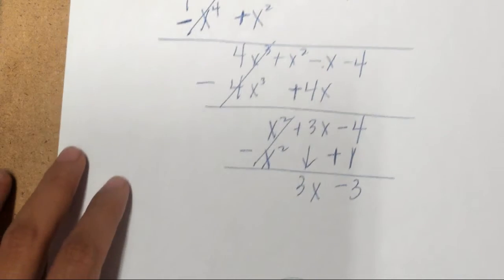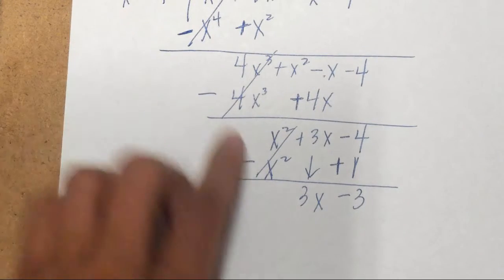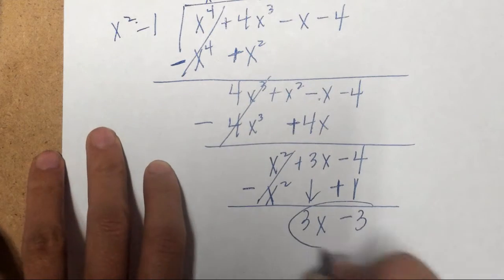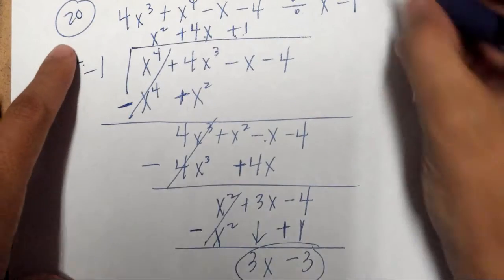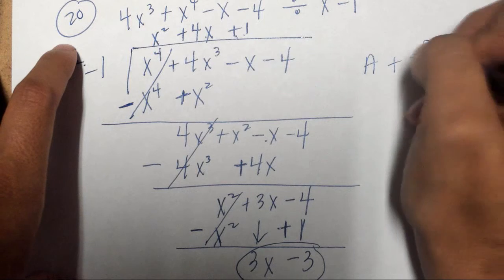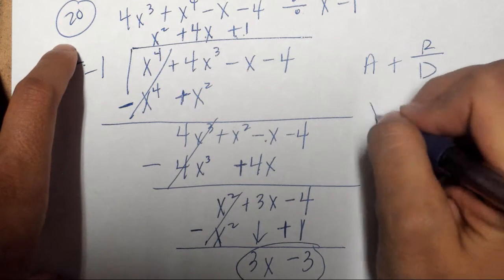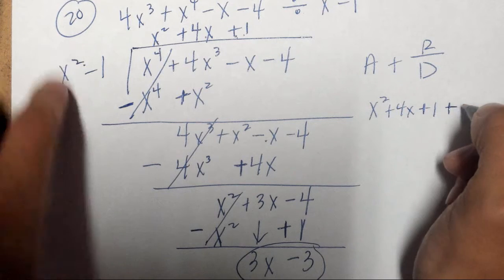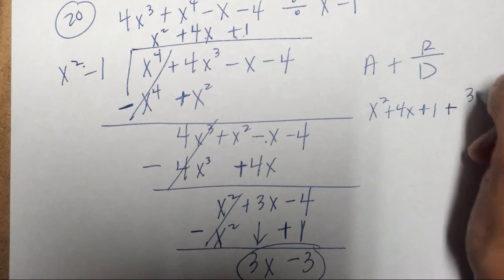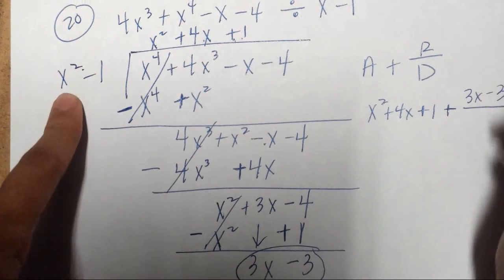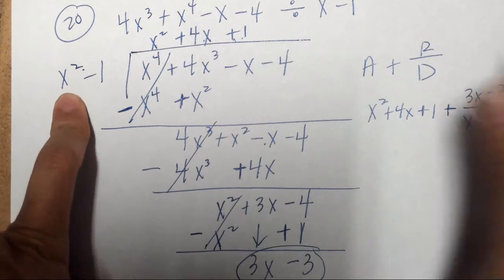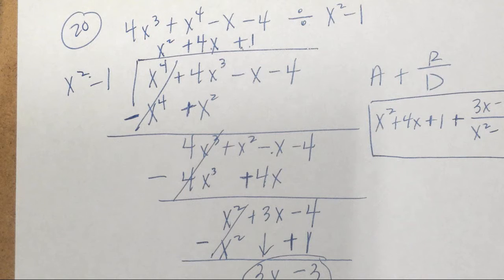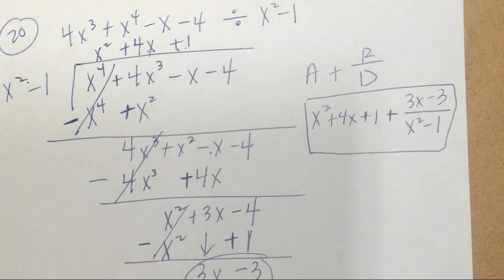Now, can x squared go into 3x? No, this is bigger. So this is your remainder. So I write my answer as answer plus remainder over denominator. So answer is x squared plus 4x plus 1 plus your remainder, which is 3x minus 3 over your denominator, x squared minus 1. That is your final answer. Let me scooch over a little bit so you can see it.